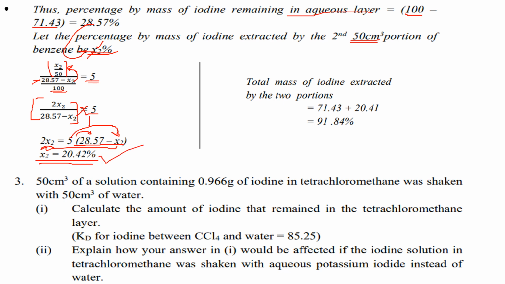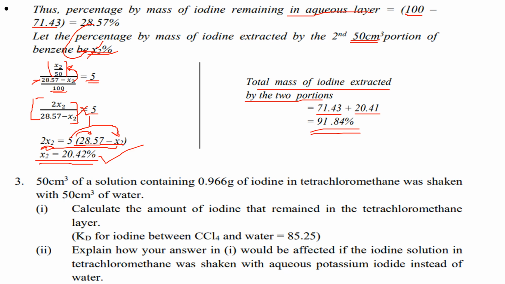So what will be the total mass that we extract when you have used half of the proportions of the extracting solvent individually? So we shall get total mass. Total mass of iodine extracted in the two successive portions is going to be equal to our x1, which is 71.43. You add our x2, which is 20.41. And then you end up with a total of 91.84%. So let me hope that has been very clear to you.